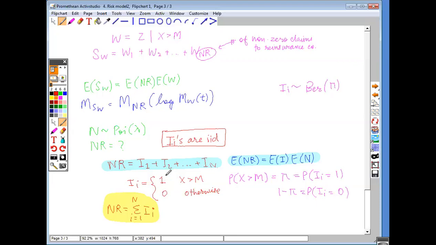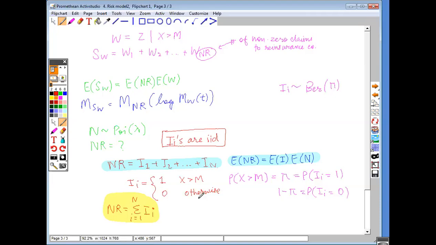Can I do the opposite? So can I take 0 here and 1 here? What will happen if I take 0 here? So if I say that my I will be 0 if my x is greater than M, and it will be 1 otherwise, then what will happen? Will it still work? I think yes, because the distribution remains the same. Okay, so the distribution remains the same.